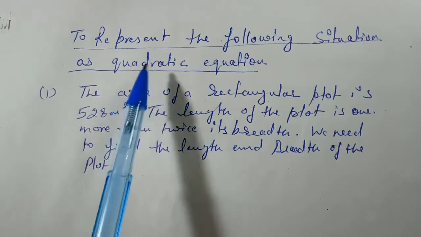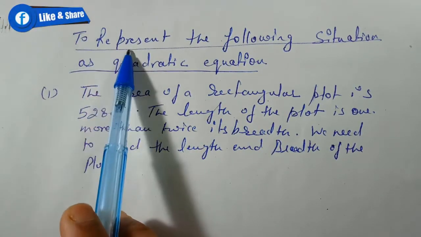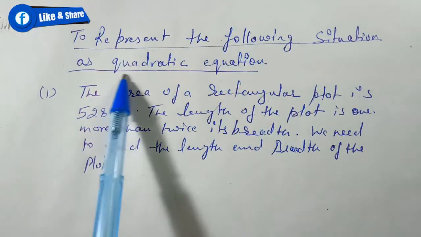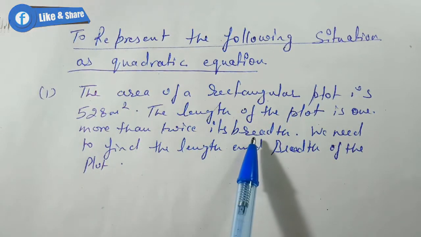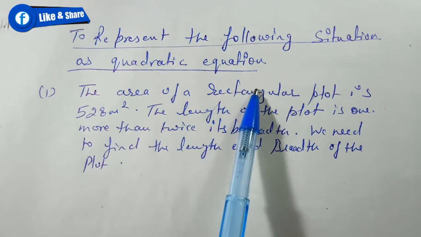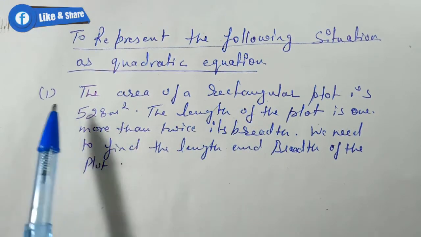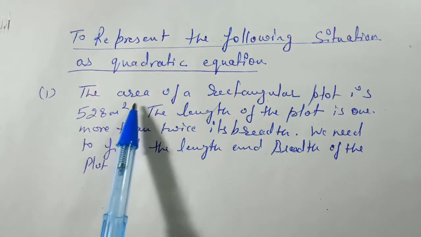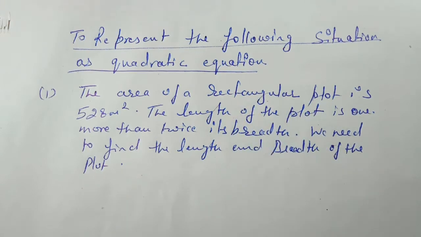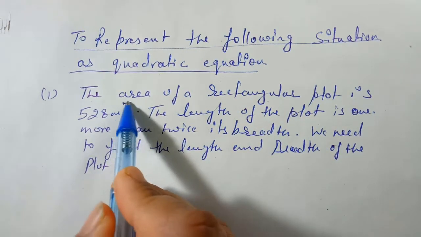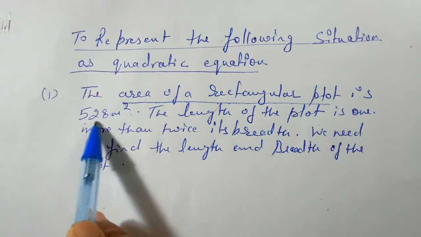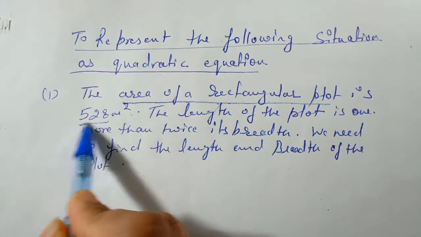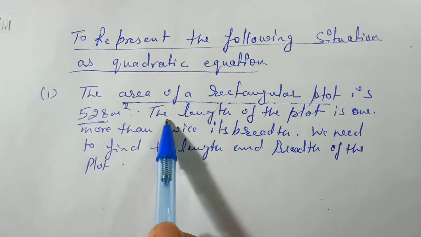Yes, students, today we're going to learn how to represent the following situation as a quadratic equation. It means some word problem is given and we just have to frame a quadratic equation based on this problem. So let us start. Number one: the area of a rectangular plot is 528 meter square.